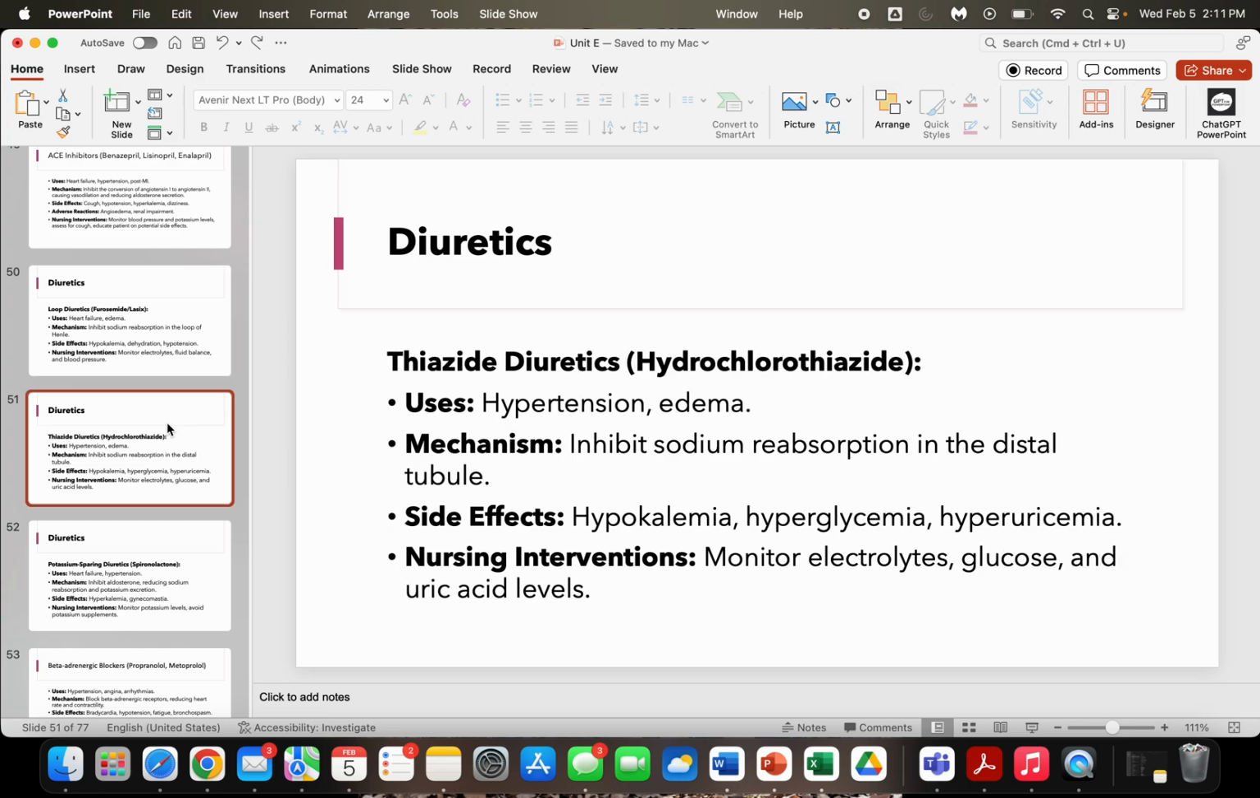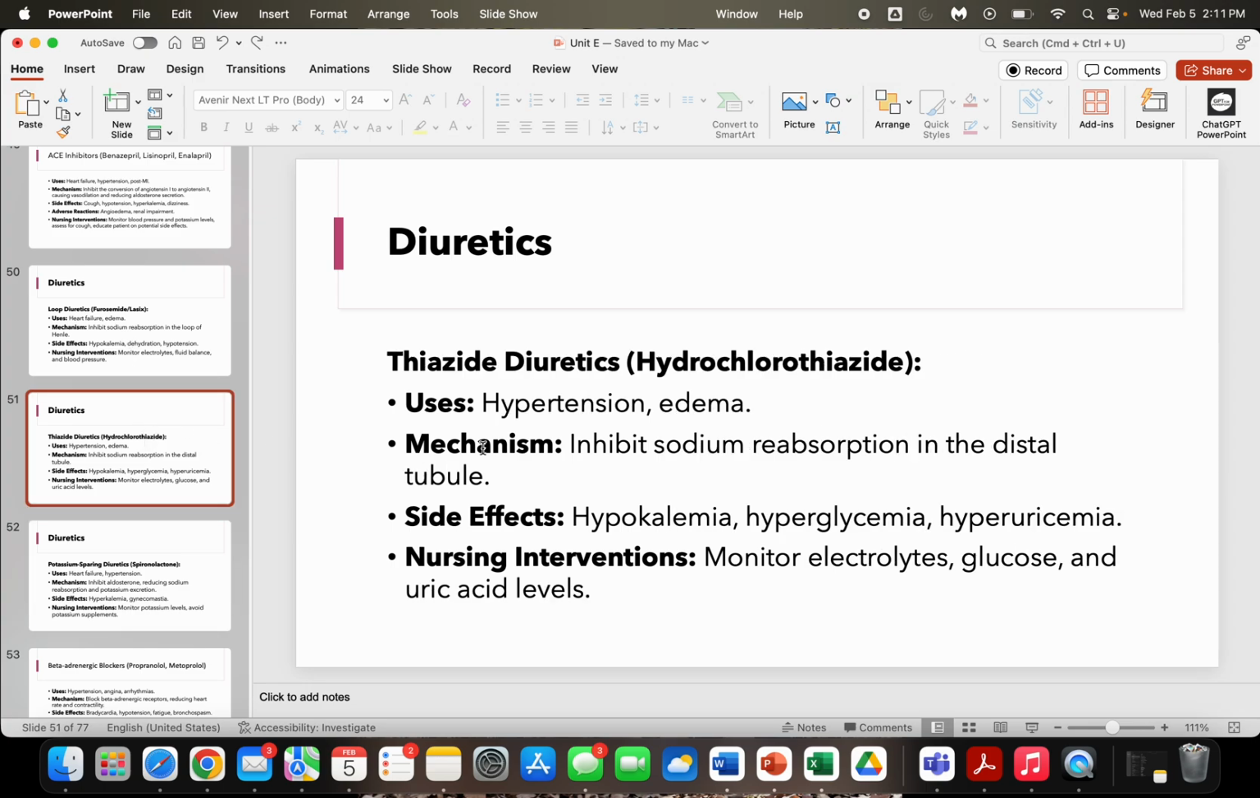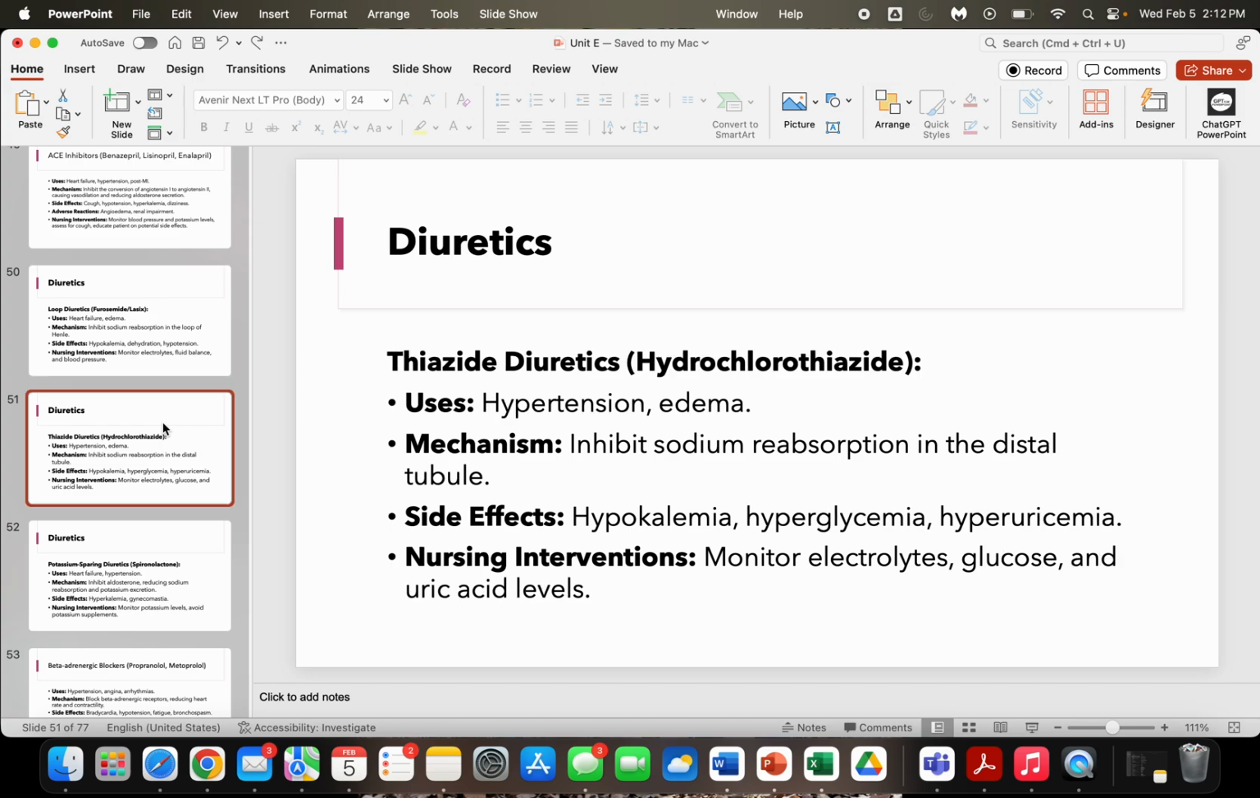Thiazides, so same, all of these are going to kind of have the same not mechanism, but the same idea behind them. We're trying to reduce fluid, we're trying to reduce edema, we're trying to reduce hypertension, okay? But the mechanism of each of these types of diuretics is a little bit different. So if we're looking at loop diuretics, this is its mechanism. If we're looking at thiazides, this is its mechanism.